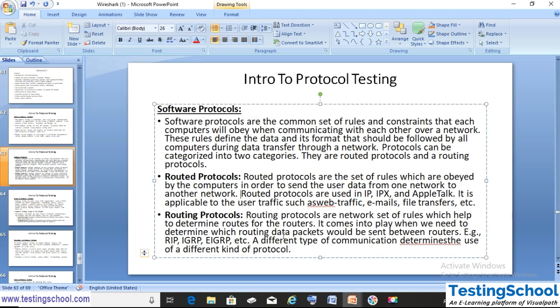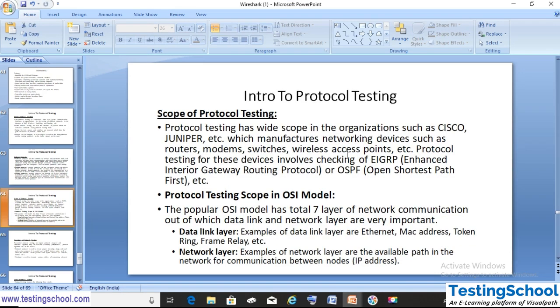Scope of protocol testing. Most organizations working with networking devices, such as Cisco and Juniper, perform protocol testing. Cisco, most of you would have heard, and Juniper, most of you would have heard. The devices include routers, modems, switches, wireless access points.